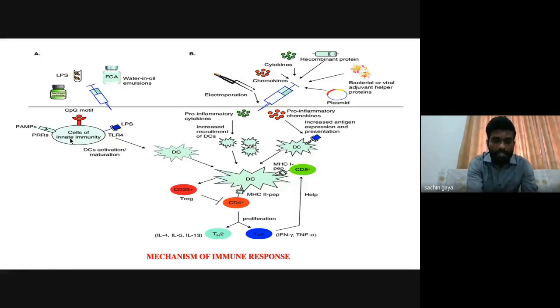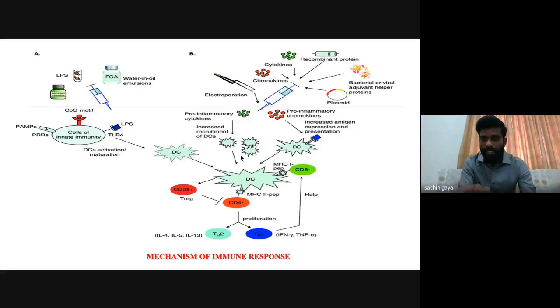After this, there is the activation of PRR, that is pattern recognition receptors. After that, they activate the TLR4 ligands, which are the toll-like receptors. This toll-like receptor activates and matures the dendritic cells. And after activation and maturation of the dendritic cell, there is a formation of TH1 and TH2 cells. The TH1 cell gives cell-mediated immunity and the TH2 cell gives humoral immunity, that is, B cell or antibody immunity.